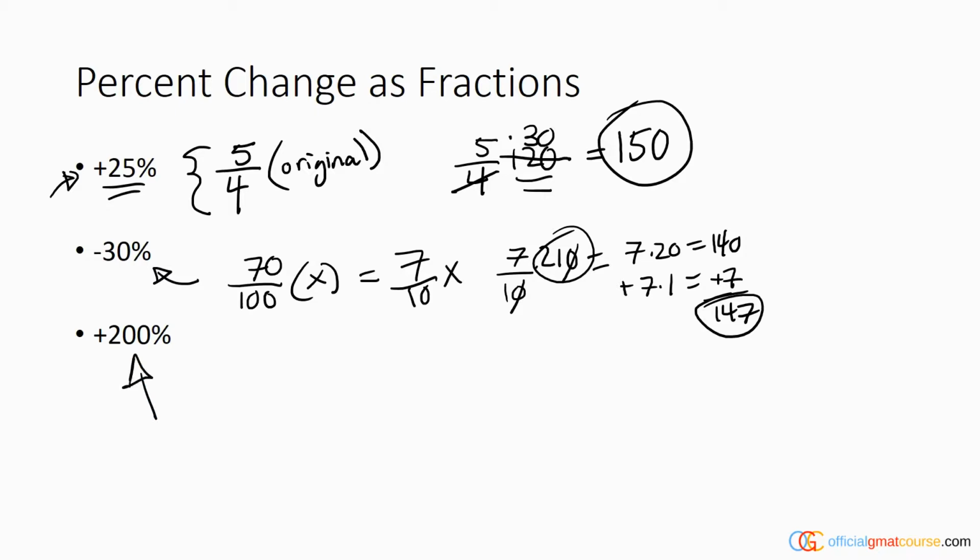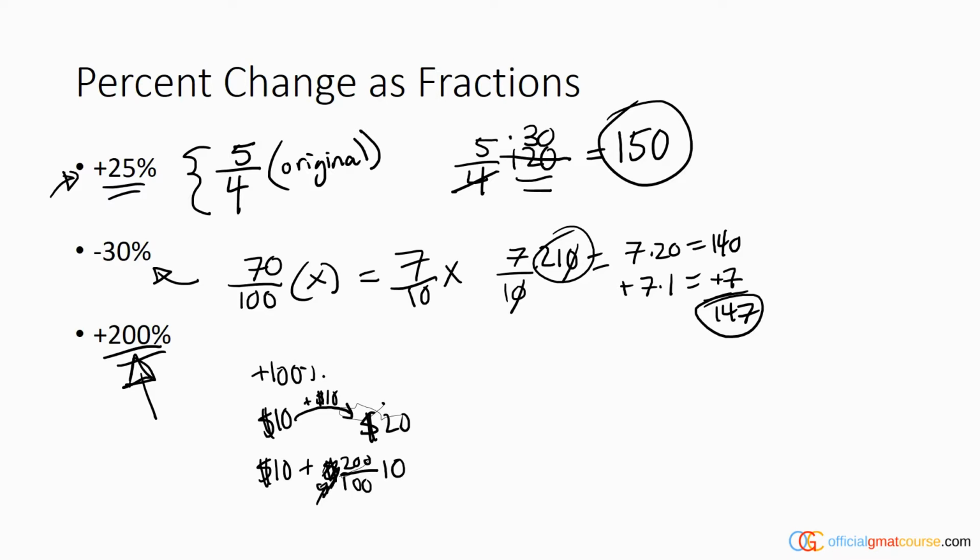Finally, I want to talk about a plus 200% increase. So if you have a plus 100% increase, if you started with $10, you would increase by 100%, which is plus another $10, which would get you to $20. If you're increasing by 200%, you're increasing from 10 plus 200% of 10, which is 200 over 100 times the $10. And sorry for my misplaced dollar sign there, but 200 over 100 times 10. And if we cross cancel these zeros out, we get 2 over 1 times 10, which means we have 10 plus 20 for a total of 30.